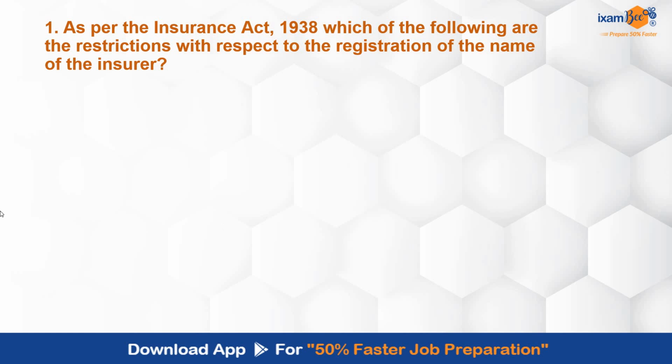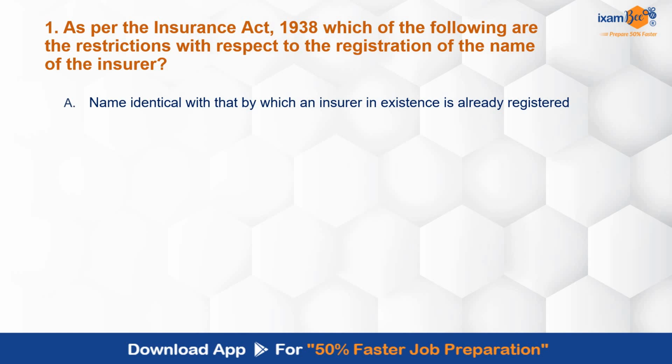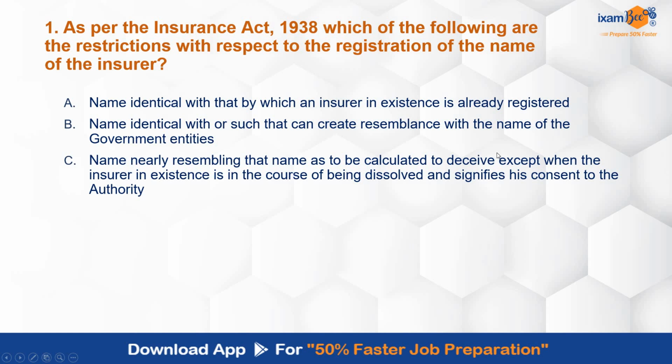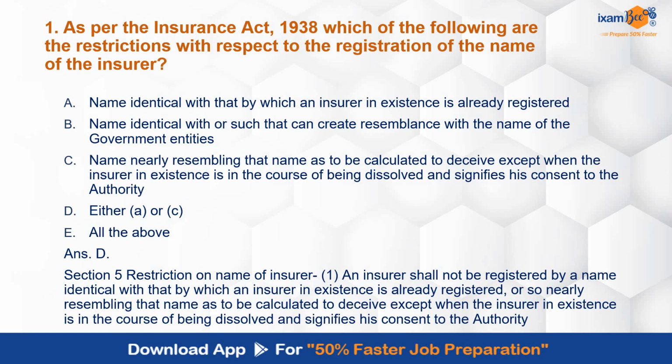As per the Insurance Act 1938, which of the following are the restrictions with respect to registration of name of the insurer? A: Name identical with that by which an insurer in existence is already registered. B: Name identical with or such that can create resemblance with the name of the government entities. C: Name nearly resembling that name as to be calculated to deceive, except when the insurer in existence is in the course of being dissolved and signifies his consent to the authority. D: Either A or C. Correct answer is D, either A or C. Section 5 talks about restrictions on name of insurer, which talks about this. So the correct answer is either A or C.